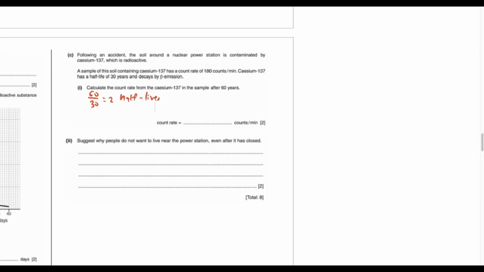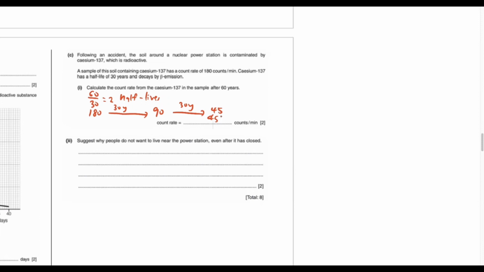Okay, so if there are 2 half-lives, what you need to do is take the count rate 180. After the first half-life of 30 years, it becomes 90. After another 30 years, it becomes 45. So it should be 45 counts per minute. Okay, so that's how we handle it. And now let's see the next question.